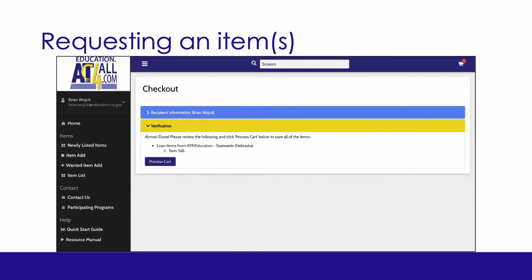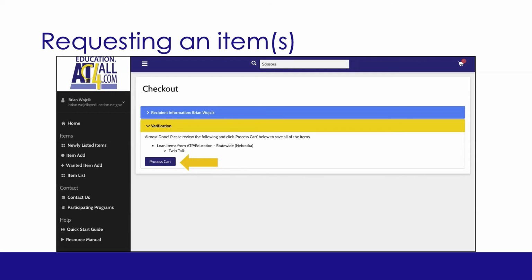Please review the items and click Process Cart. You've just submitted your request for loan. You will receive a verification email and no further action is needed on your part. The items will be shipped via UPS to your account address unless otherwise indicated in the comment box. The loan coordinator will contact you only if there are any questions about the loan. Please contact the loan coordinator if you do not receive a confirmation email.